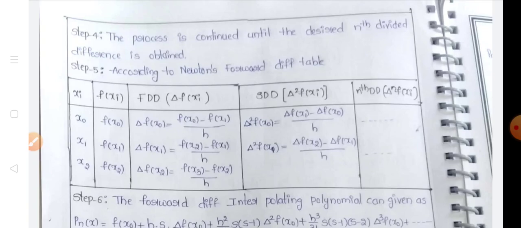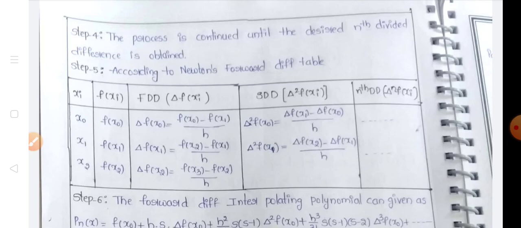Step 5. According to Newton's forward difference table: xi, f of xi, first divided difference or delta f of xi, second divided difference delta square f of xi, nth divided difference delta power n f of xi. Substitute i equals 0: x naught, f of x naught. Substitute i equals 1: x1, f of x1, x2, f of x2.